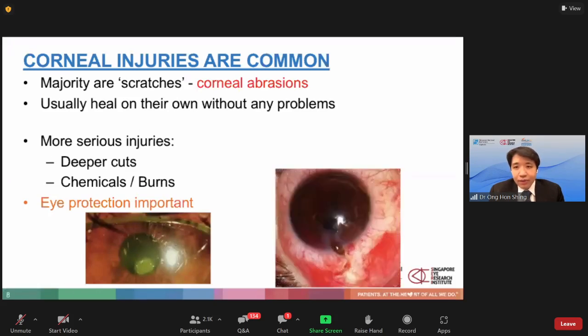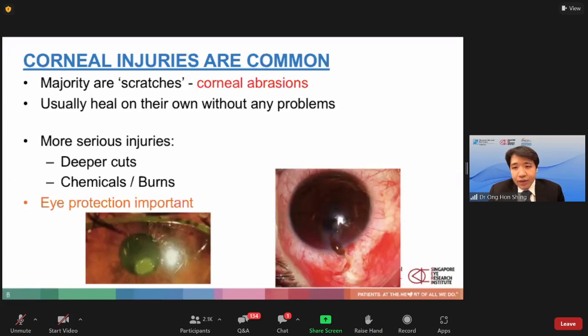However, more serious injuries can occur if there are deeper cuts, such as this eye, which has sustained an injury due to a work-related accident caused by something sharp. You can see that the object has made a cut through all the layers of the cornea, and this eye will need surgery to repair the cut, and it will not be easy to restore the original vision for this eye, as these injuries often will heal with a scar.